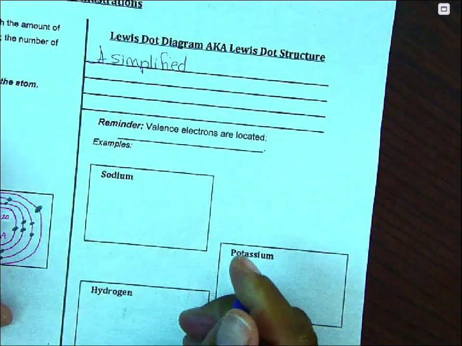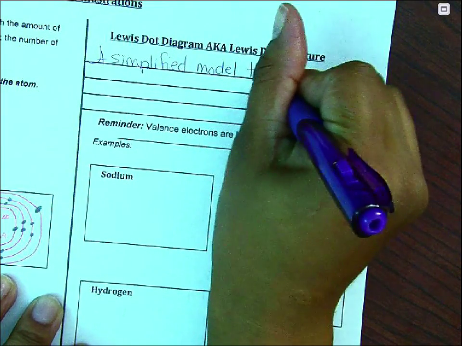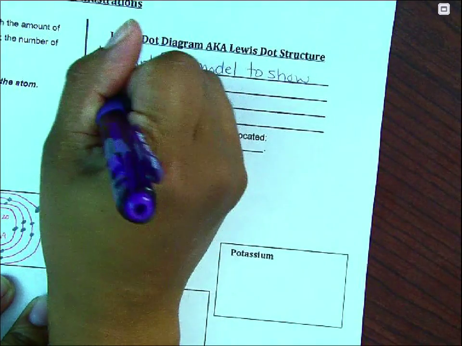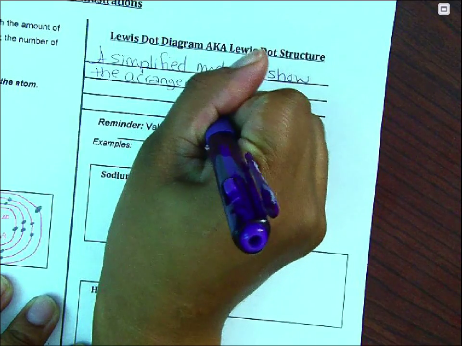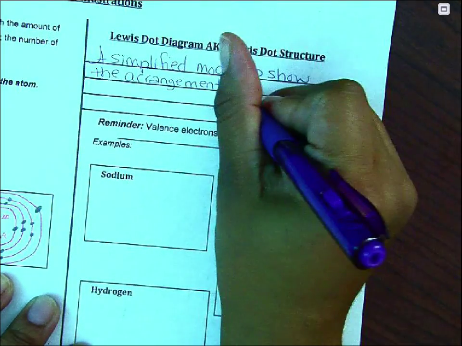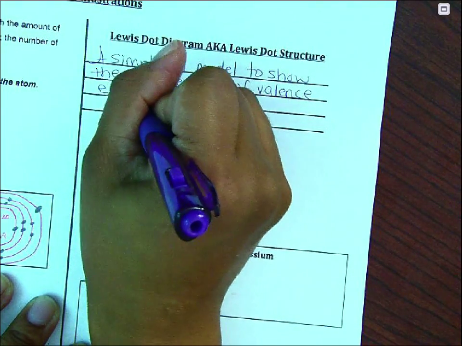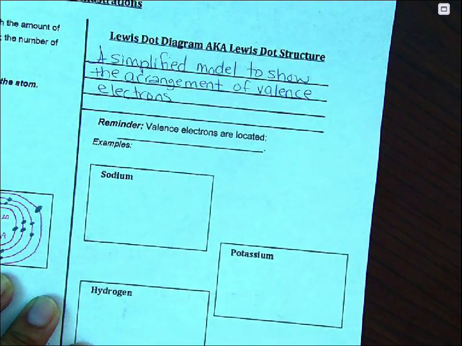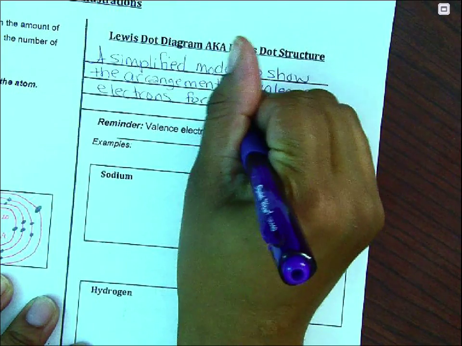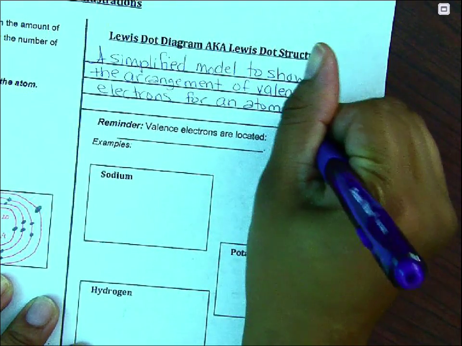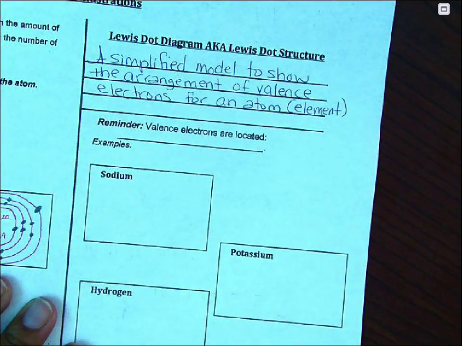So the Lewis dot diagram is a simplified model to show the arrangement of valence electrons for an atom. And in parentheses, I'm going to put element. And I just gave you more lines in case some of you write bigger.